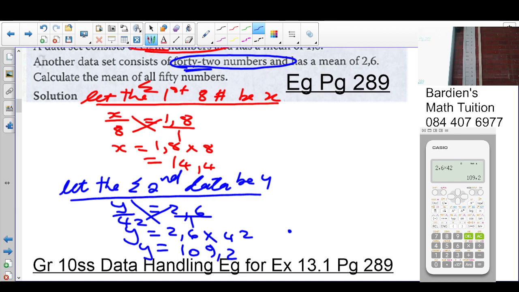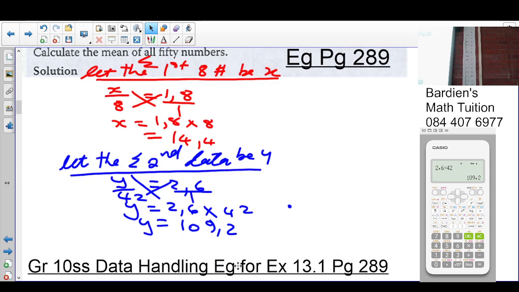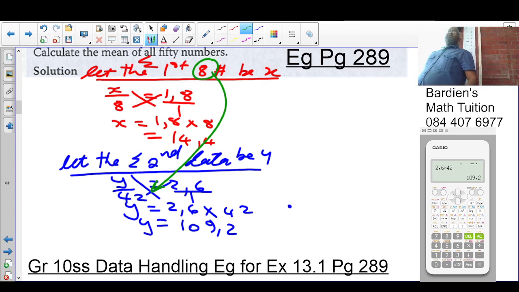So what does this tell us? That the second data set, or the next 42 numbers, adds up to 109.2. You will agree with that? Now the question says calculate the mean of the 50 numbers. How do you calculate the mean? You add up all the numbers and divide by the number of numbers. How do they get 50? 8 plus 42 is 50.